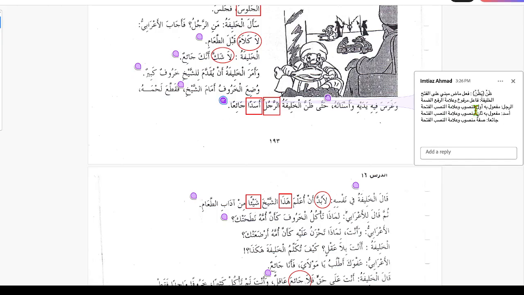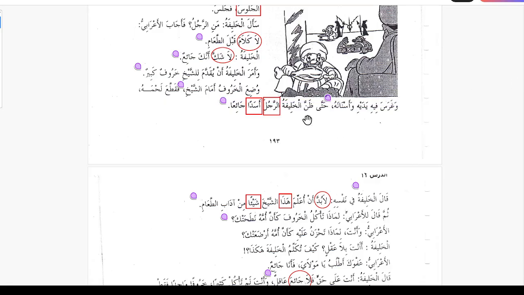So let's review this sentence. Zanna yazunnu, so zanna is fi'lu madin mabni alal fathi, and al khalifatu fa'ilun marfun walamatu rafi ad-damma. Ar-rajula is maf'ul bihi awwalun mansubun walamatu nasbi al-fatha. Asadan is maf'ul bihi thanin mansubun walamatu nasbi al-fatha, and jayan is sifa mansub walamatu nasbi al-fatha. This is the sifa for asad, that is why it follows its i'rab.